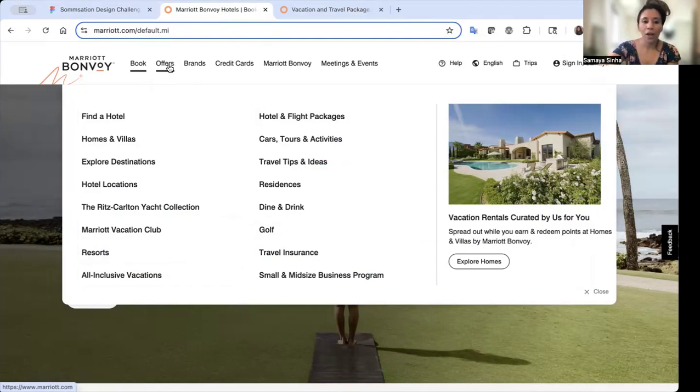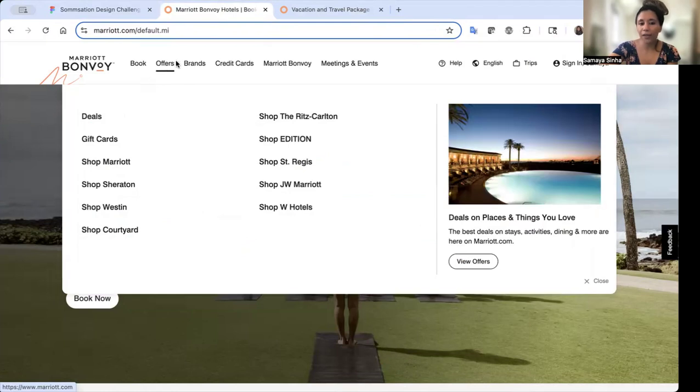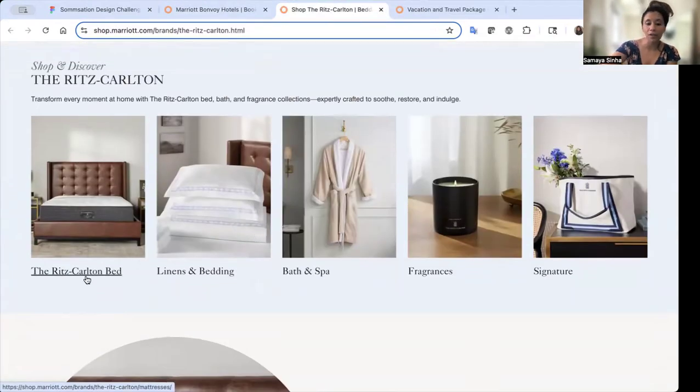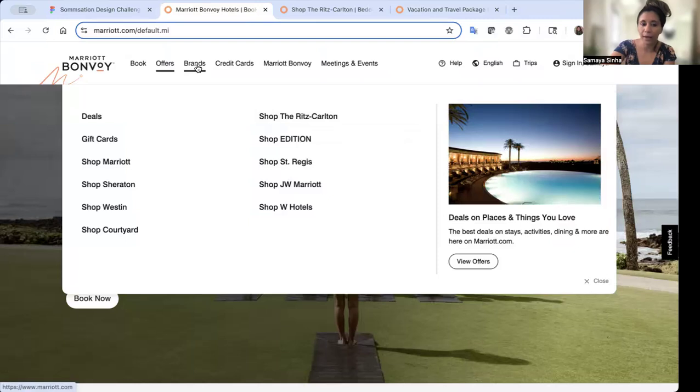in the homepage. Even when we go into things like offers, even the word offers didn't make sense until I started seeing, oh okay, shop Ritz-Carlton, which means I can actually shop their Ritz-Carlton bed or their bath and spa or their fragrances or their signature e-commerce brand items, right? So offers didn't make sense to me as a navigation title when I was first exploring.